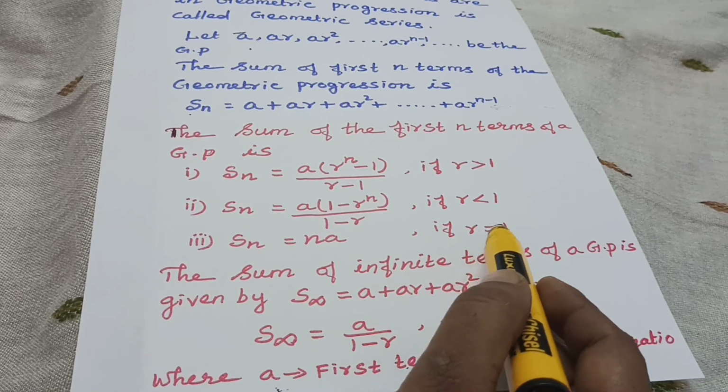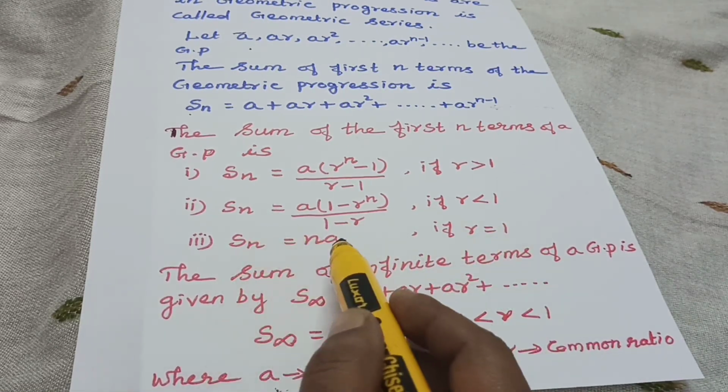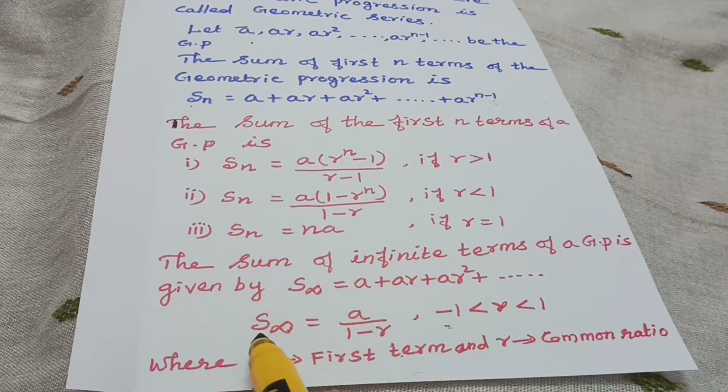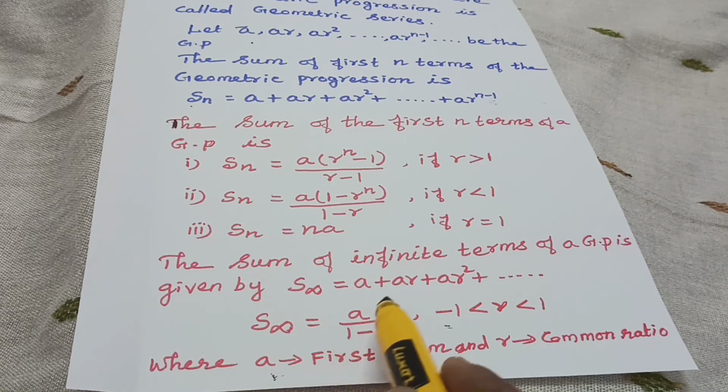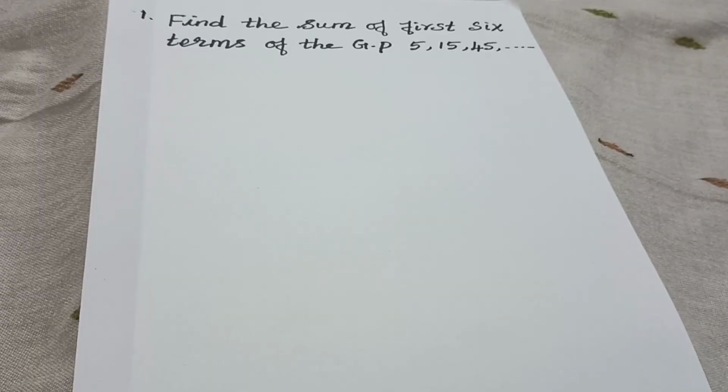Then third one, sum of n terms. Suppose R is equal to 1. If we get that, this formula we have to use. Then the infinite formula is the same. S infinity is equal to A divided by 1 minus R, where A is the first term and R is the common ratio. Now we have to see some simple problems using these formulas.